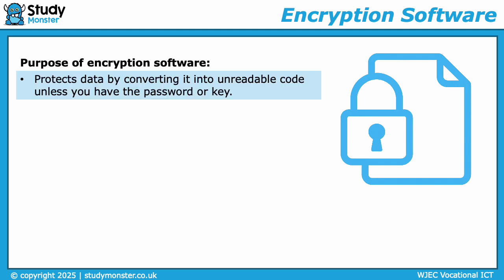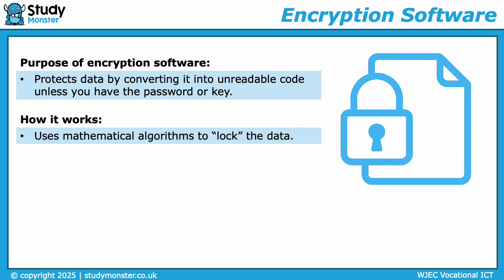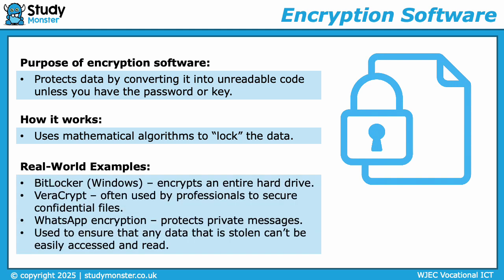Purpose of encryption software: it protects data by converting it into unreadable code unless you have a password or key. So how it works, it uses mathematical algorithms to lock the data. Real world examples of this: BitLocker, which comes with Windows, which encrypts an entire hard drive. So without the pass key, when you first log in, your hard drive content is unreadable. It's not going to load Windows. It's not going to load the software that you need to use the computer.